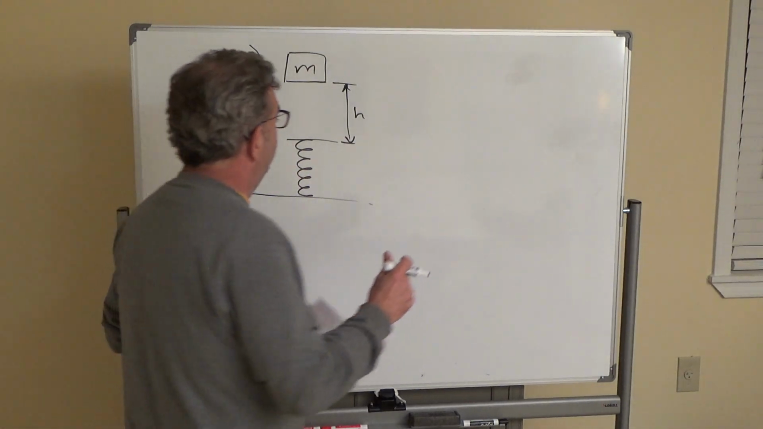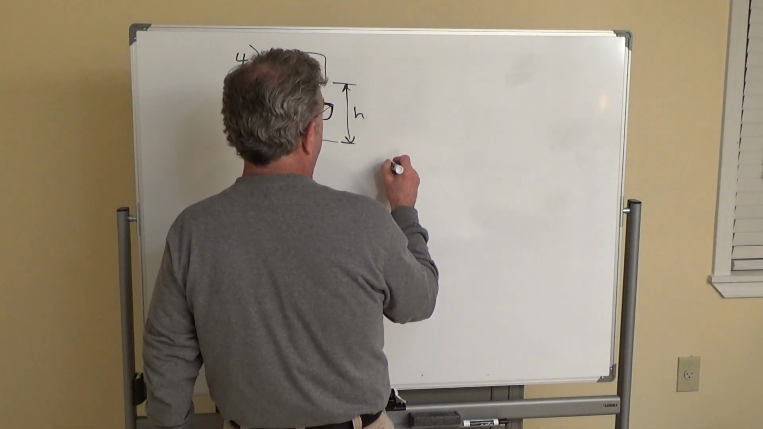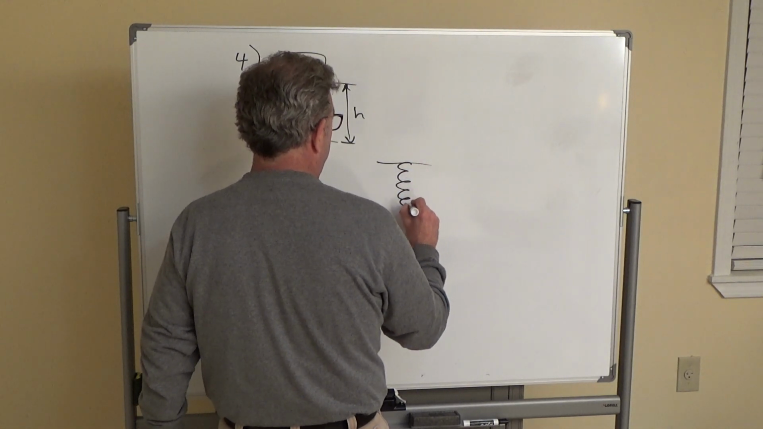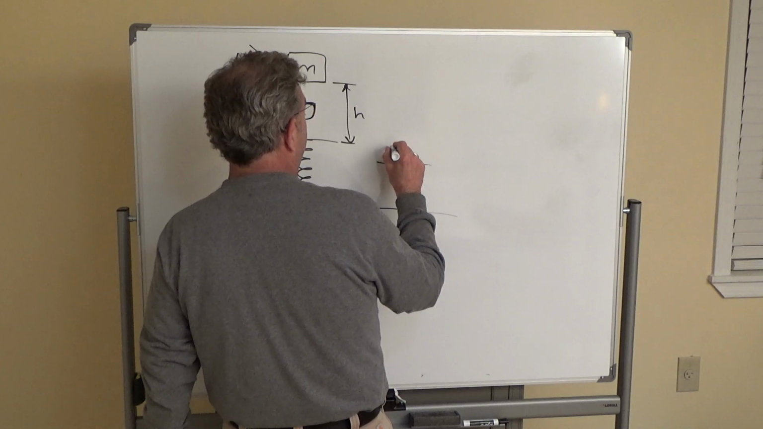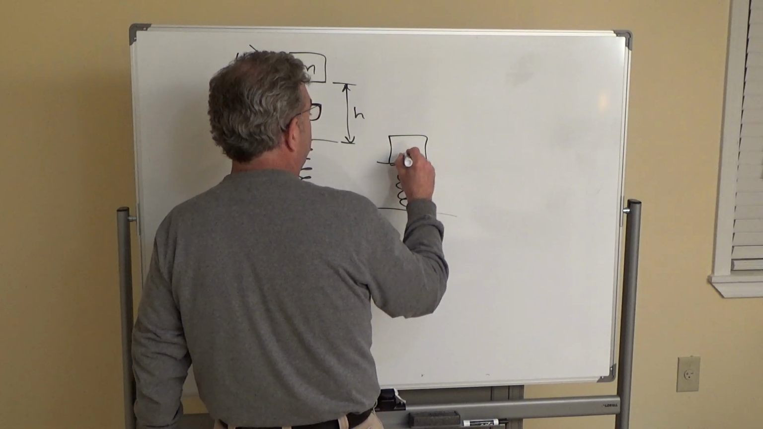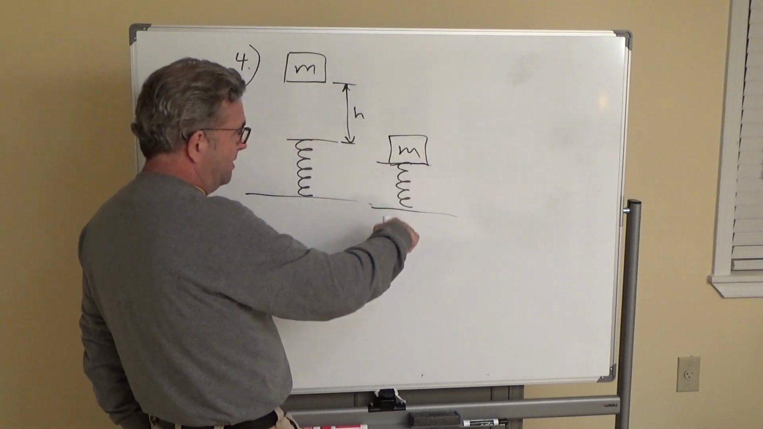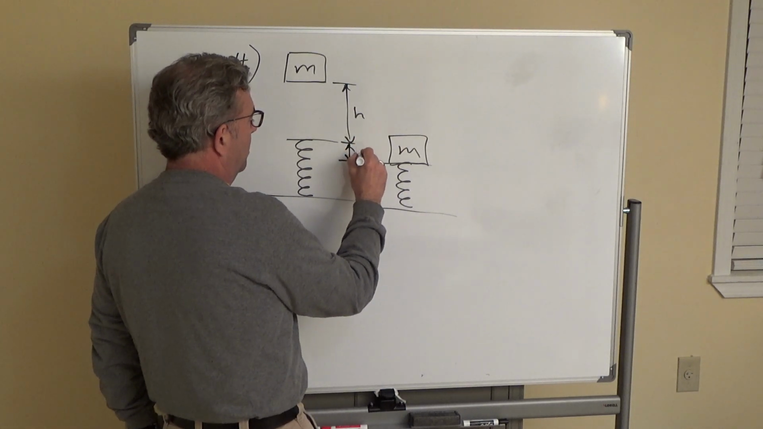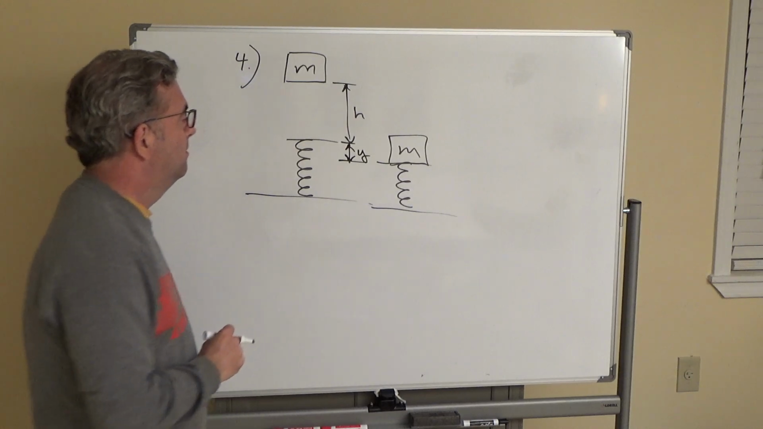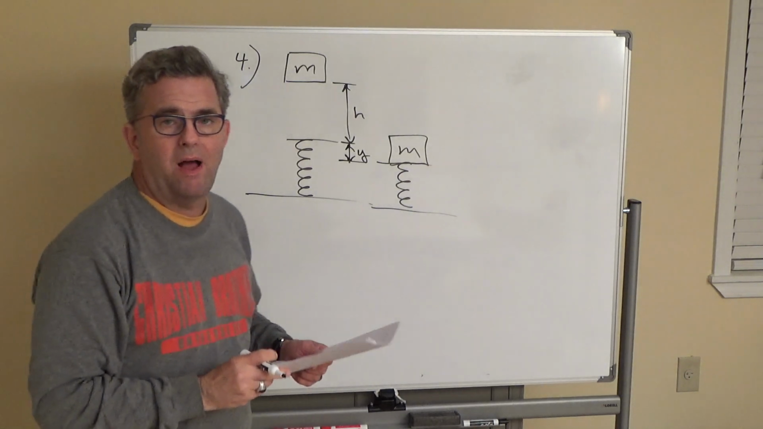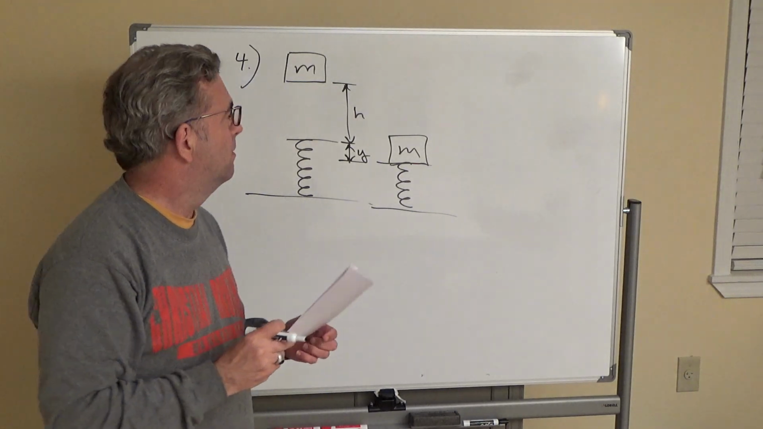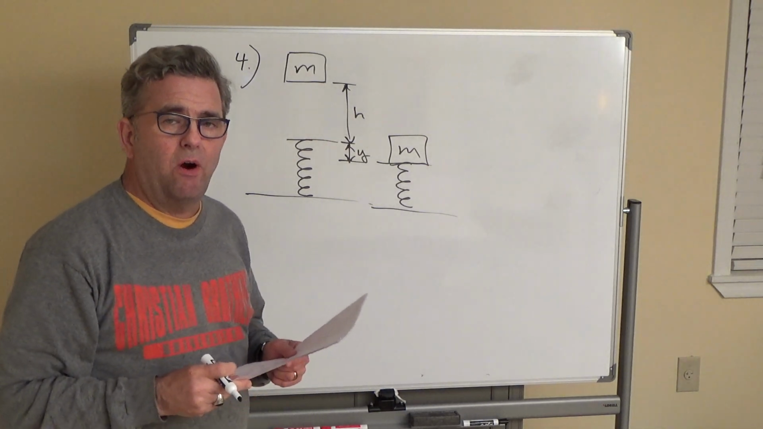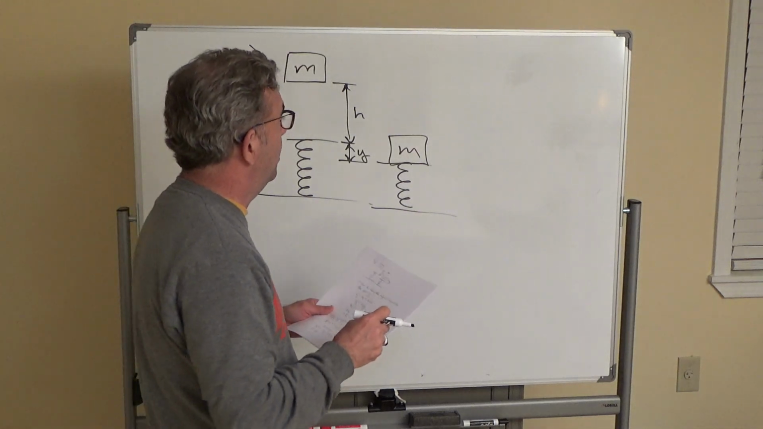Okay? I'm going to call that distance that it compresses the spring y. So the mass hits the spring and compresses it. Okay? It's now resting on there, and this little bit of distance I'm going to call y, just like I did with the pile driver problem. Okay? So part A says, how far does the object compress the spring?